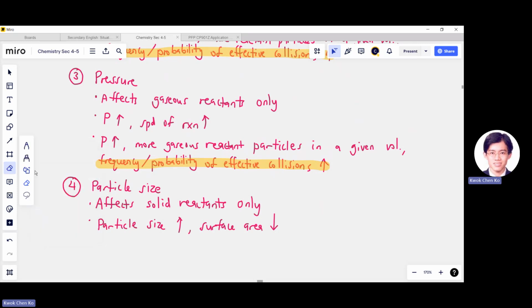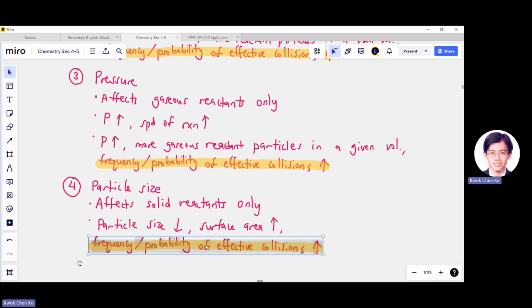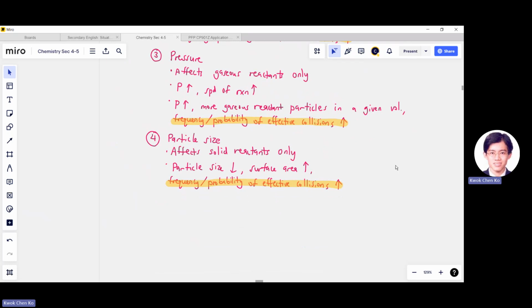Sorry, I think it's easier if I reverse it. Particle size decreases, surface area increases. So I copy and paste this. Just change the arrow up to an arrow down. Okay, done. After today, you remember that phrase already: frequency of effective collisions increasing.